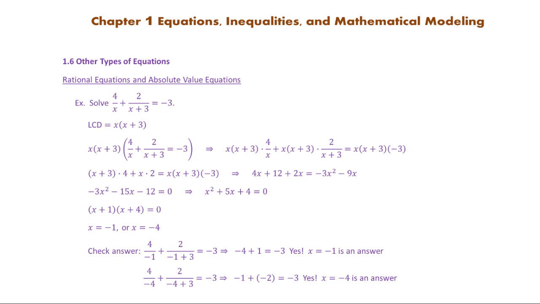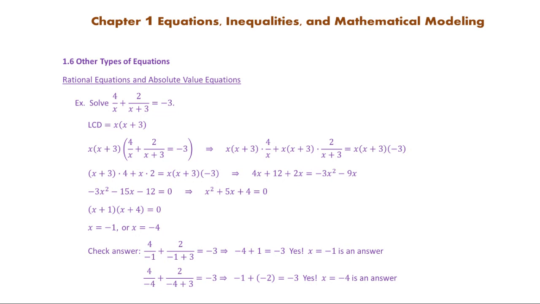Now you can divide by negative 3 on both sides of the equation, and you get x squared plus 5x plus 4. Okay, you have to divide negative 3 by each term, so it becomes positive, right? And then you factor the left side easily as x plus 1 and x plus 4.